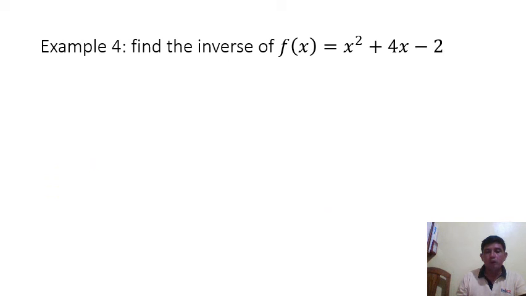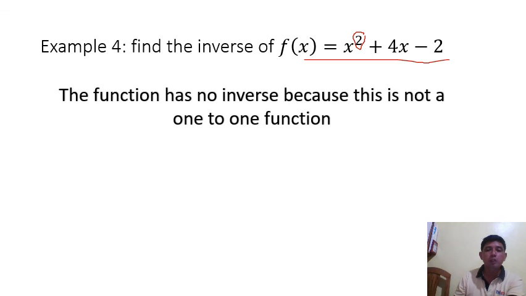Okay, and for our last example, find the inverse of f of x equals x squared plus 4x minus 2. So if you are going to look, this is a quadratic function because of the degree of 2. In our previous example, we have seen that the graph of a quadratic function will not pass the horizontal line test. So meaning, this is not a one-to-one function. So therefore, we conclude the function has no inverse because this is not a one-to-one function.